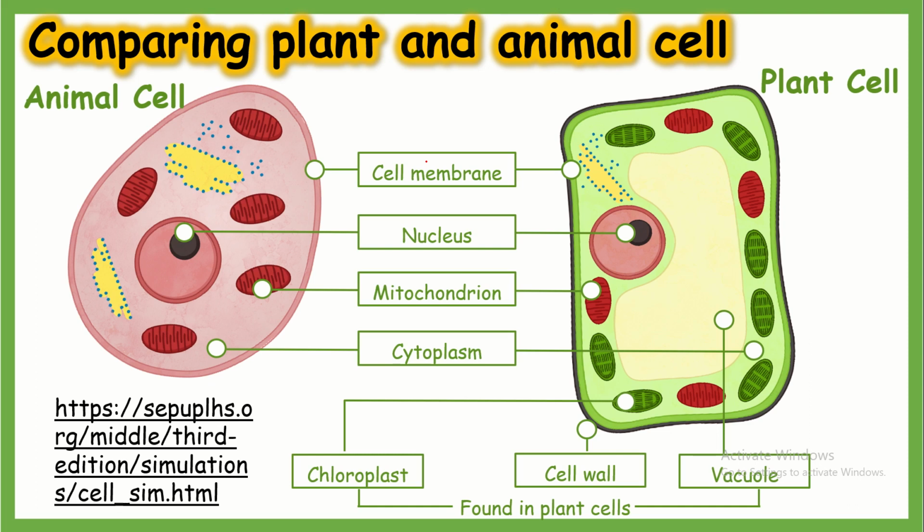Now what is the difference? The main difference is that a plant cell contains a cell wall, and also it contains a chloroplast, while the animal cell does not contain a cell wall as well as chloroplast. This is the main difference between the plant cell and the animal cells.